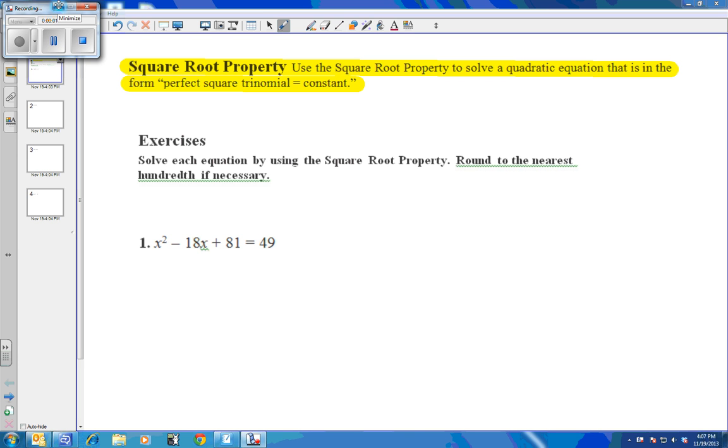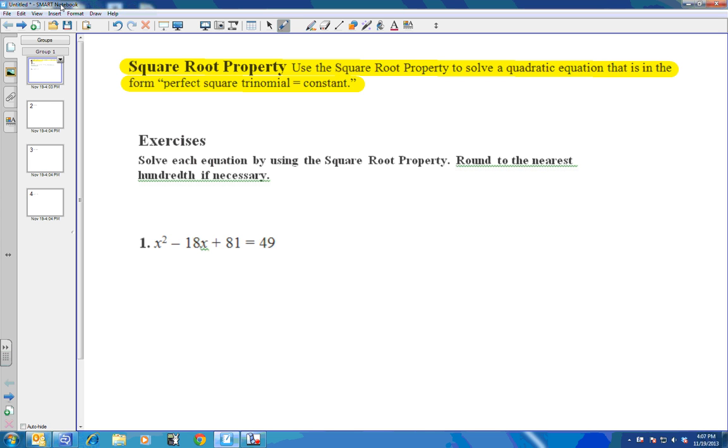Okay, this is the first part of section 4.5. And section 4.5 is called Completing the Square. In the first part of this section, we're going to solve problems by using the square root property, which is similar to what we did yesterday.